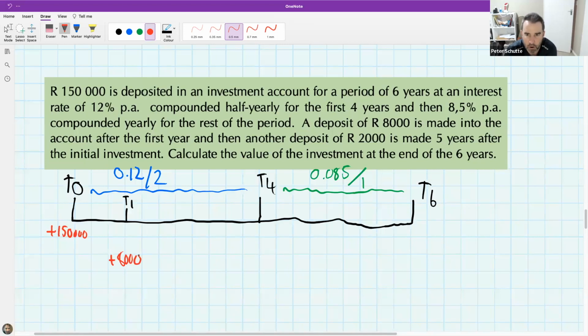And then another deposit of 2,000 is made 5 years after the initial investment. So this is going to be T5, and this is going to be even on another row, and that's going to be plus 2,000. Give me a thumbs up if you understand what my drawing is telling you in terms of what is added and when it's added.